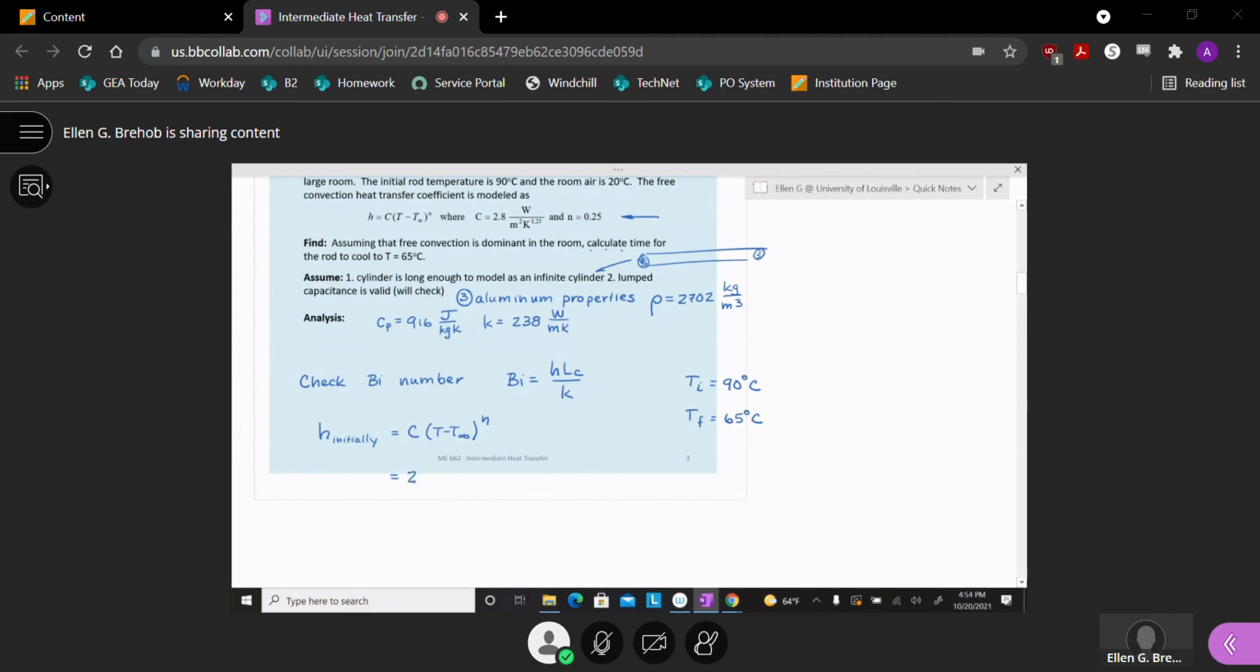All right, so our C is 2.8. I'm not going to watch units very carefully. You see these wacky units for C. It's because when I take my temperature difference, it's raised to the 1/4. So our K down here is 1.25. But we're going to get back to our normal units of h of watts per meter squared Kelvin. Okay, so initially we're at 90 minus 20. And n is 0.25.